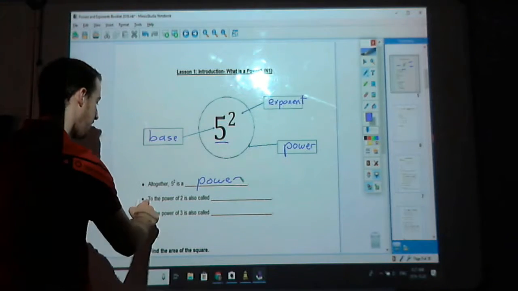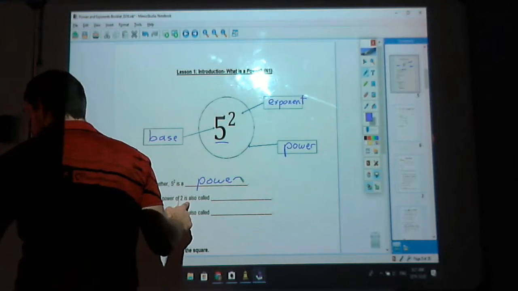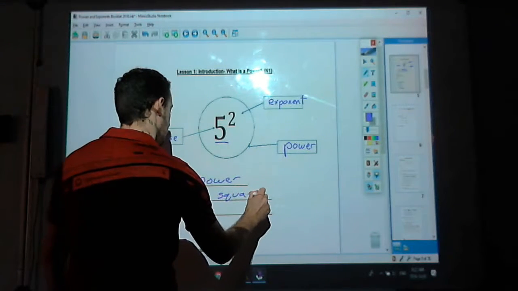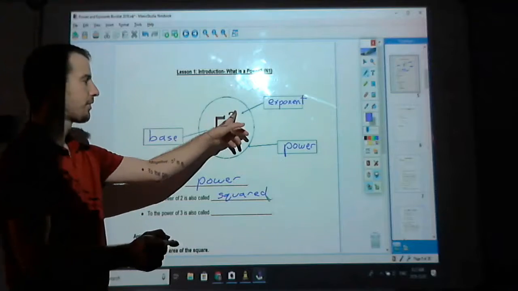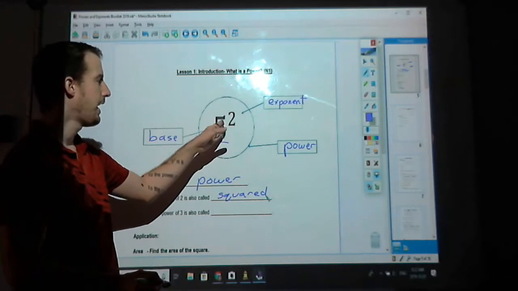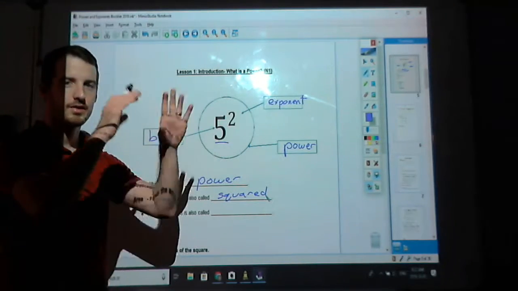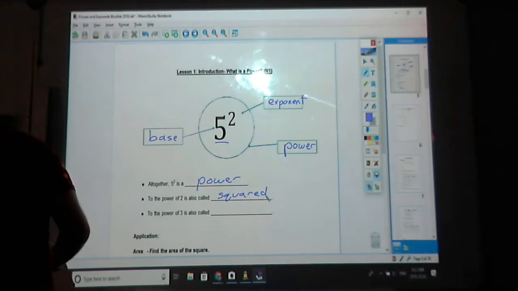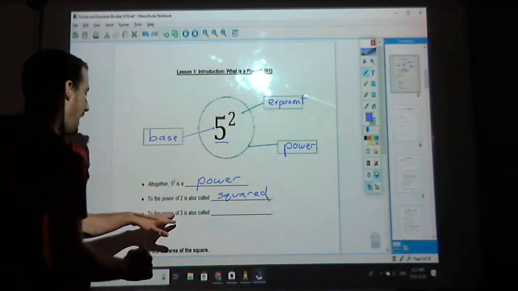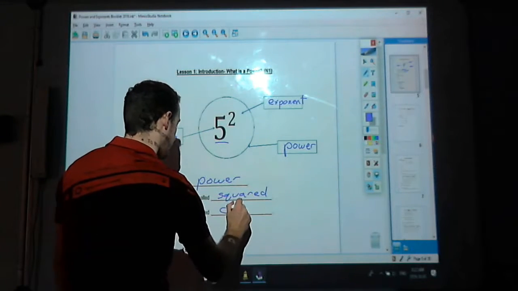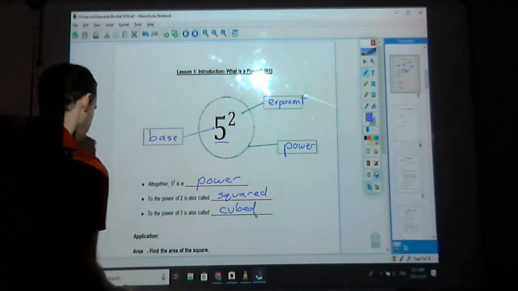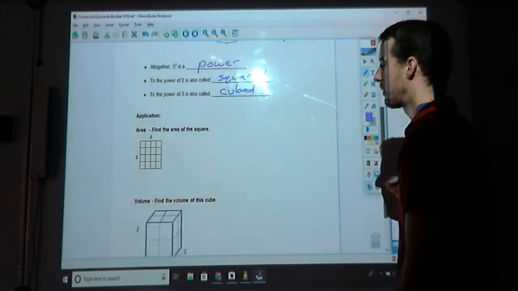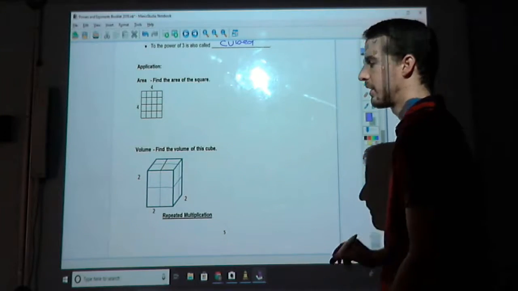As we explained, the power of 2 is also called squared. Sometimes we talk about 5 cubed, right? If something's times 3, we can make a cube out of that. It is 3 dimensions. And the power of 3 is also called cubed. This is very good when we're talking about area and volume.